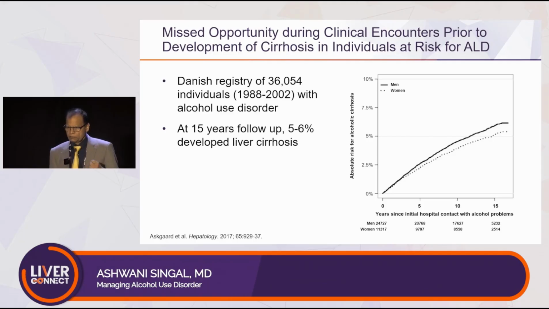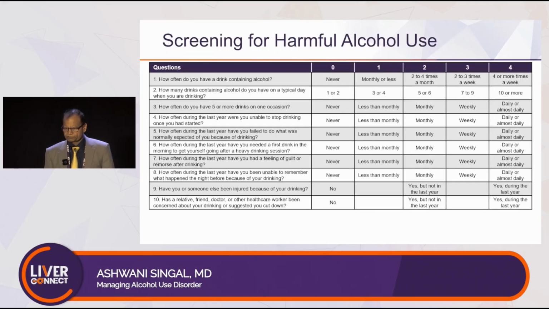And this was very well recognized in this publication almost a decade ago from Denmark, where 36,000 in this registry were retrospectively followed for 15 years. 5% developed cirrhosis, but the majority of these had several healthcare encounters where there was an opportunity to diagnose AUD. And this was similar to what our patient in the presentation had.